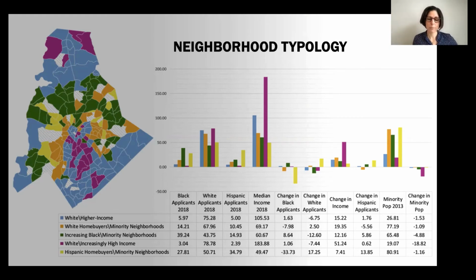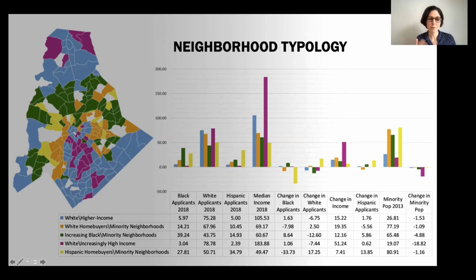And so what we did was we classified them using the share of applicants who were Black, white, and Hispanic in 2018, and also the change in that share. I think it was the 5-year change, so 2013 to 2018. We also included the median income of the mortgage applicants and their change in income. And then we have 2 variables that are census-based that tell us the share of minority residents, both in 2013 and then the change. So our classes are, and you don't have to commit this to memory, I will try to remind you. So we've got these different types of neighborhoods.